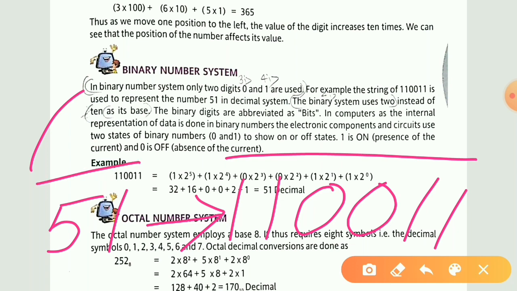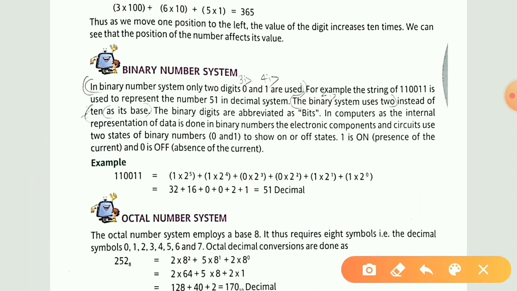Okay, and this number is much more complicated than this number. Yes, agreed. Now see the second line. The binary system uses 2 instead of 10 as a base. Why? Because it contains only 2 numbers. The binary digits are abbreviated as bits. In a computer, as the internal representation of data is done in binary numbers, the electronic components and circuits use 2 states of the binary number, 0 and 1, to show the on and off states. As I told you previously also, 1 is on and 0 is off.